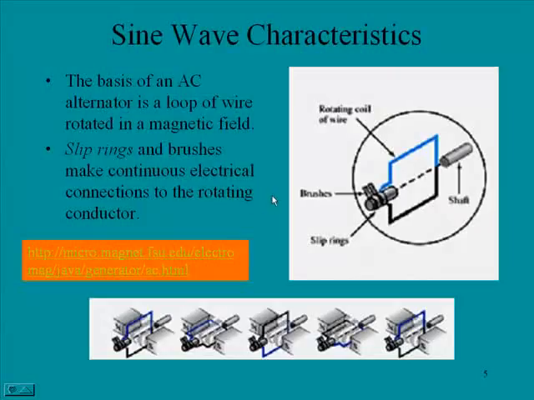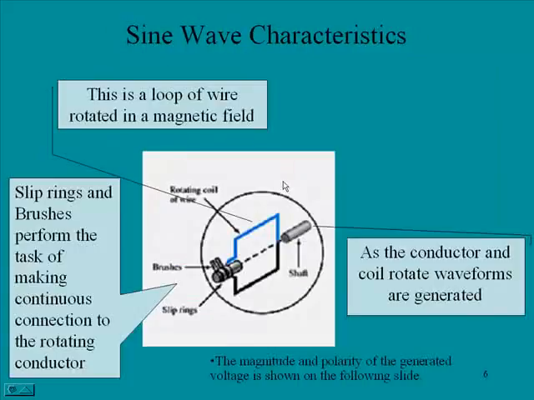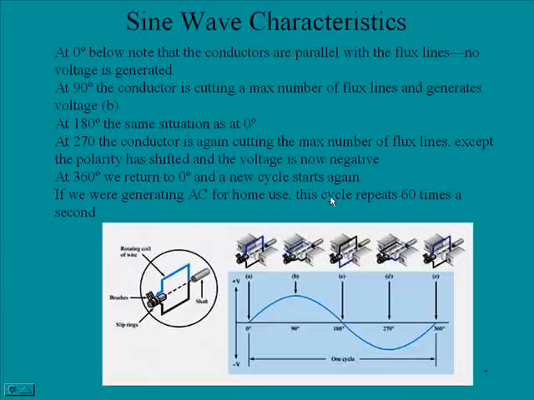Okay, so here we just took a look at an example of the slip rings and the brushes, and we saw the turning of the coil in the magnetic field. This is just repetition of what we just looked at. It's the loop of wire, just a little bit bigger picture. Slip rings, brushes. As the conductor and coil rotate, waveforms are generated. The magnitude and polarity of the generated voltage will be shown in the next slide.